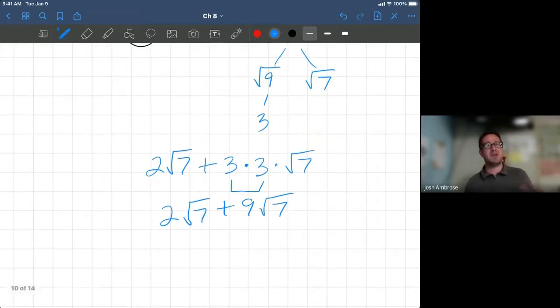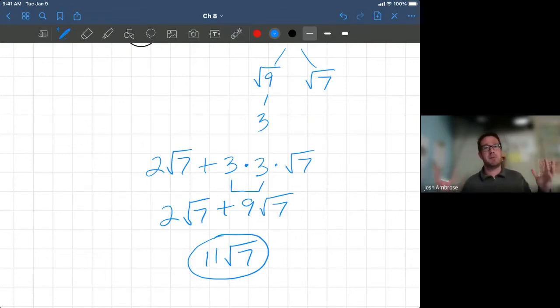Now, notice how both sides have a square root 7. That's the same exact concept as saying like terms. If you had 2x plus 9x, what would that give you? That would give you 11x. The exact same concept applies here. They're both square root 7s. So 2 square root 7 plus 9 square root 7, like terms, will give us 11 square root 7. Because they both had a square root 7, I'm allowed to combine it one more time. Whew, okay, there we go.